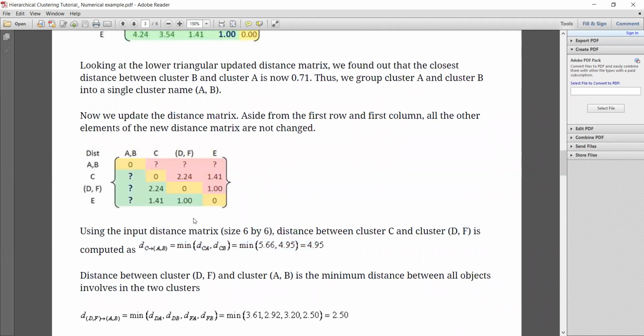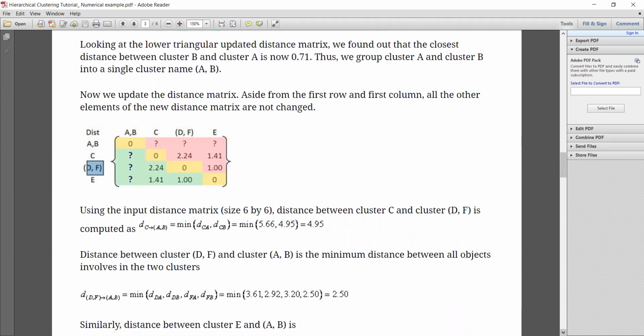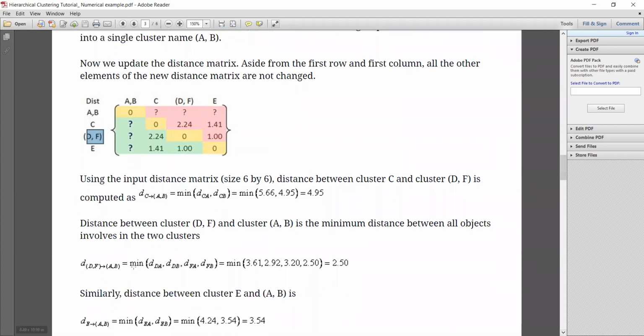Right, next you calculate the distance between the cluster DF and cluster AB. Right, so you can apply the single linkage method again here. So the distance between these two clusters DF and AB is equal to the minimum of all these pair distances: DA, DB, FA, FB. So from the original matrix, you can get these values. Out of these 4 values, 2.5 is the minimum value. So this 2.5 is the distance between the cluster DF and AB, that you can put here, right?